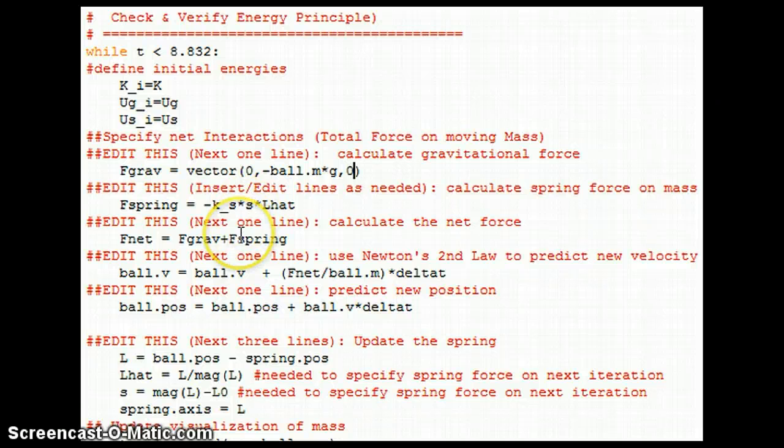as well as the spring constant, F net, which is the force of gravity plus the force of spring, as well as Newton's second law, which is velocity final equals velocity initial plus F net over mass times delta t, as well as the position, which is the final position equals the initial position plus the velocity times delta t.